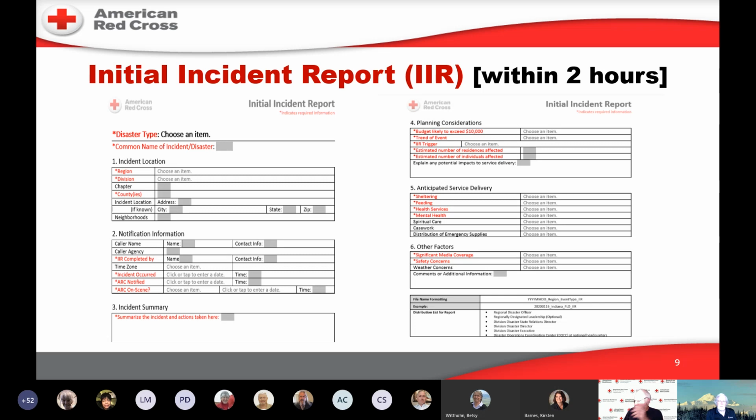Other factors that may cause more attention: it's a slow news day, the media's all over it. Put in your safety concerns and then weather concerns that may go. And then any additional comments, and get it out in 2 hours.